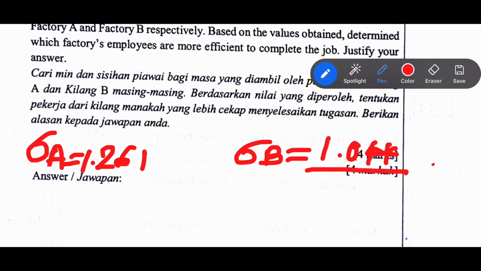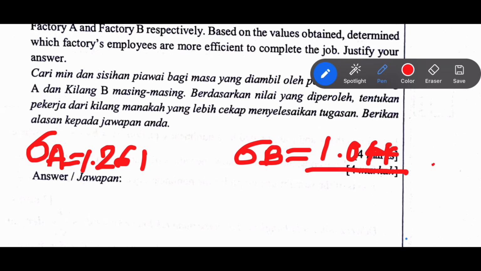Now, actually, it's very simple. You just mention that, okay, the smaller the standard deviation, the more consistent the data is, then it shows that the factory B's employees are more efficient to complete the job. That's it. Okay, so you write in a sentence. Okay, understand? That is so-called justify your answer. So if you never write the sentence, it means you never justify your answer. Alright, so let's write the sentence right now. You can use two sentences or three sentences to justify your answer.